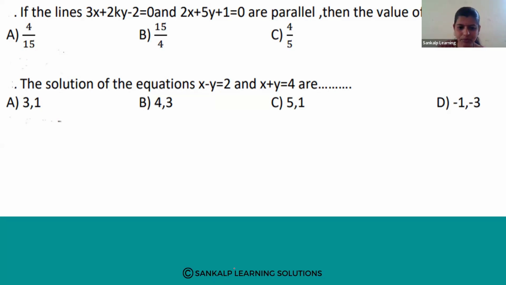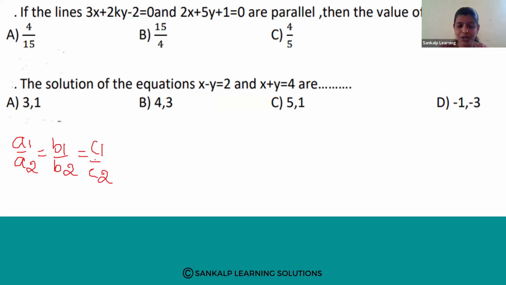So will you try? Answer in the chat box, let's see. If the lines are parallel, what condition did they give? They told the lines are parallel. That means if the lines are parallel, the condition is A1 divided by A2 is equal to B1 divided by B2 is equal to C1 divided by C2.